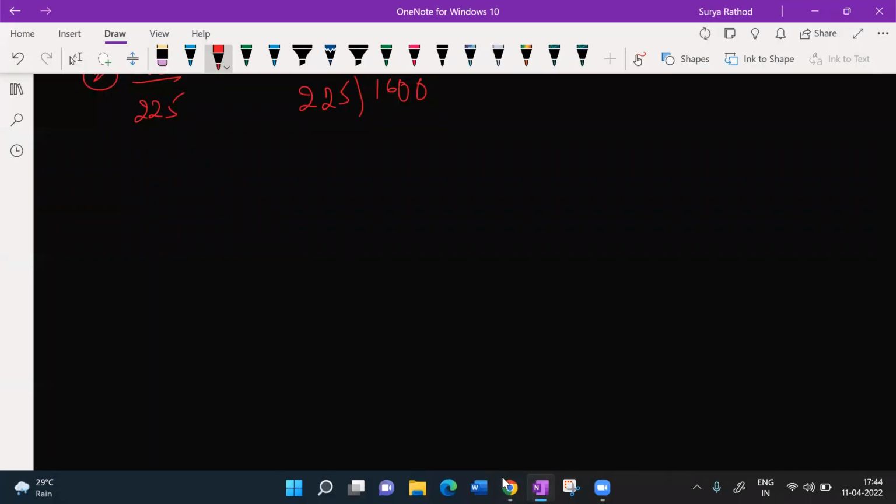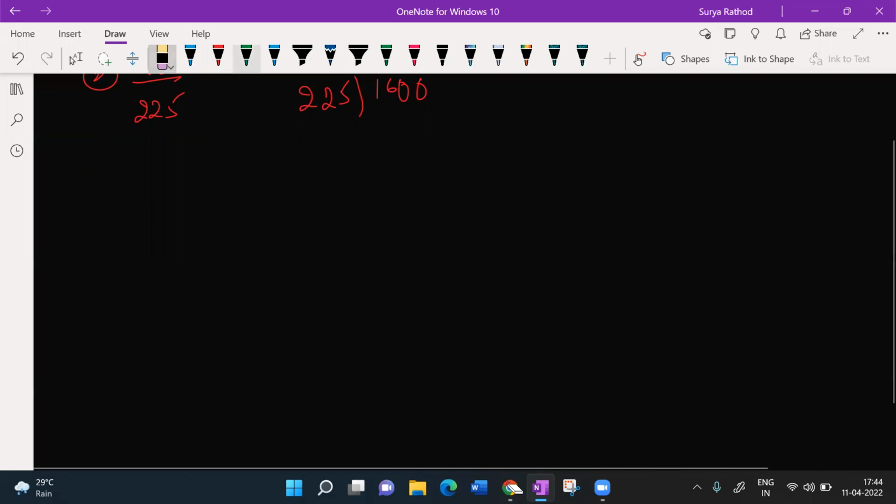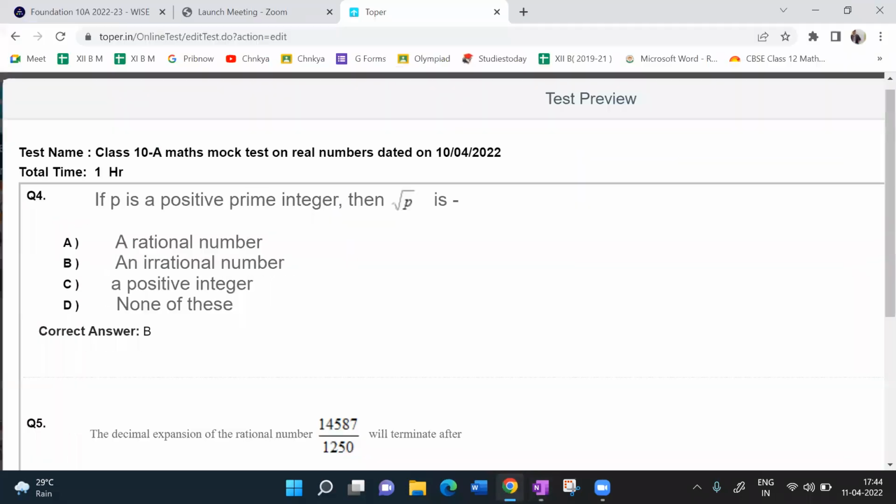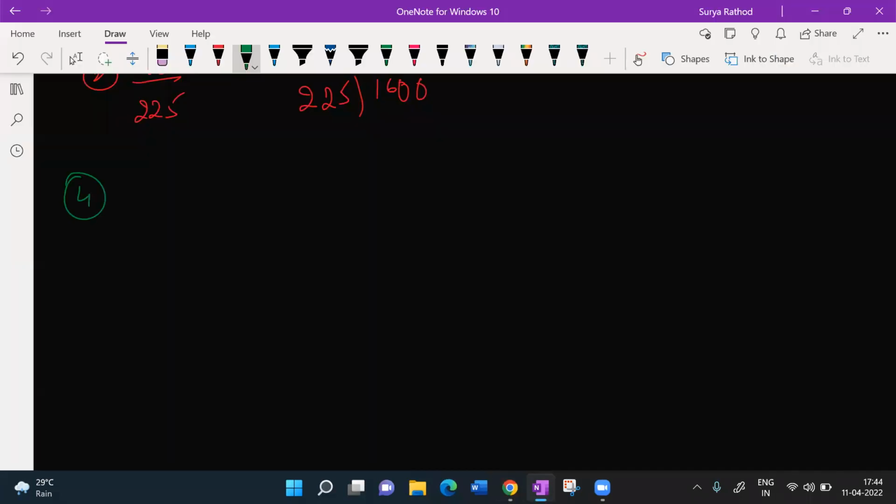But look at this. We have solved this type of question. No problem. Look at this here. Which question is it, the fourth question or fifth question? Fourth question. Root P is what? Rational number.